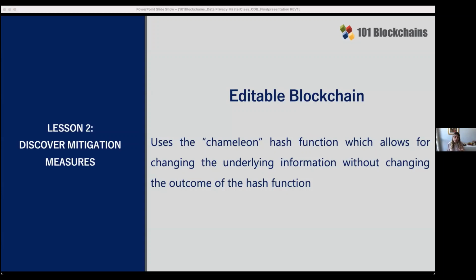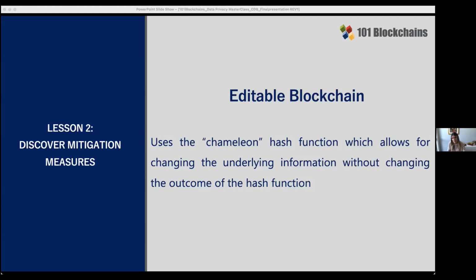But of course, what has been stressed is that if we have a blockchain that can become editable, then why use this solution and why not use another form of distributed database? And so this really will depend on the surrounding governance arrangements. Of course, there is a lot of discussion around it. The thing is that this editable blockchain uses the chameleon hash function, which allows basically for changing the underlying information without changing the outcome of the hash function. And so it is possible to make changes.